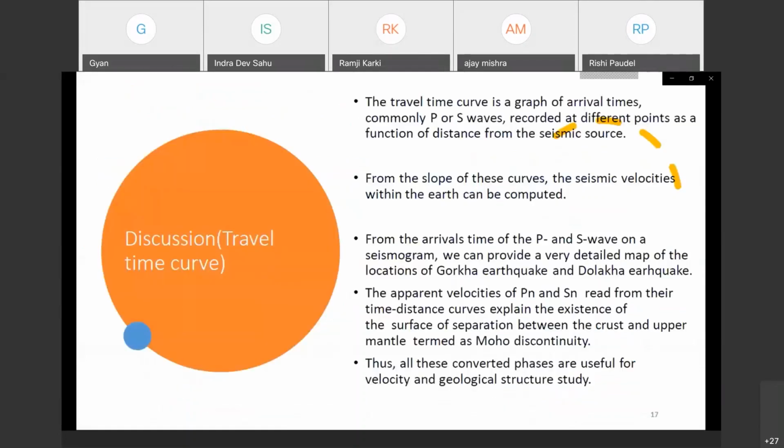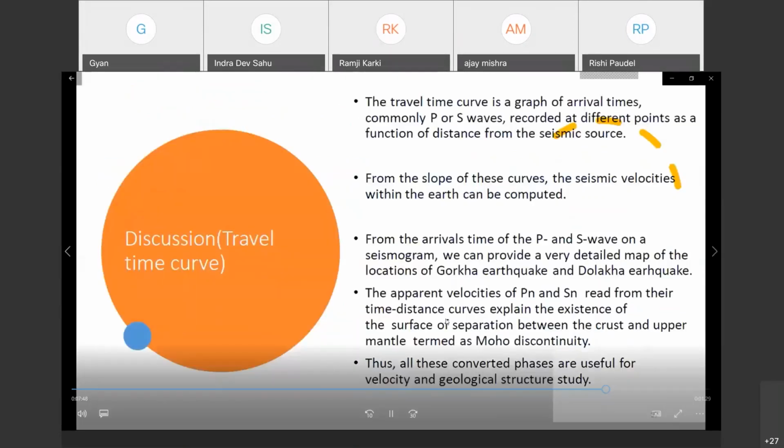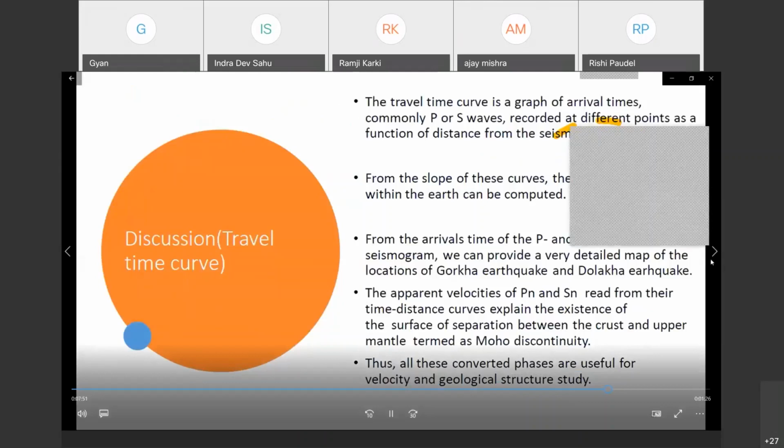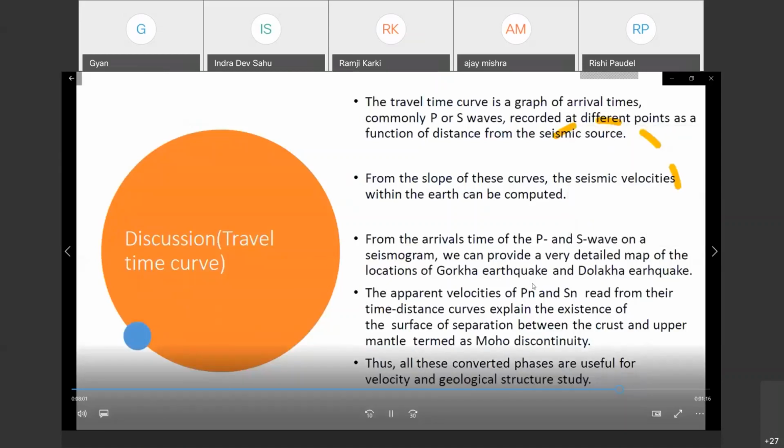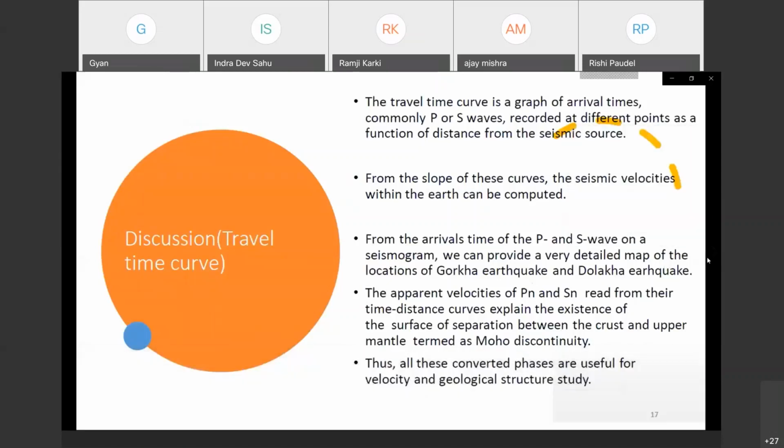From the travel time curve, we can conclude the following things. The travel time curve is a graph of arrival times, commonly P or S, recorded at different points as a function of distance from the seismic source. From the slope of these curves, the seismic velocity within the earth can be computed. From the arrival times of the P and S waves on the seismogram, we can provide a very detailed map of the location of both earthquakes, including the Dholka earthquake.